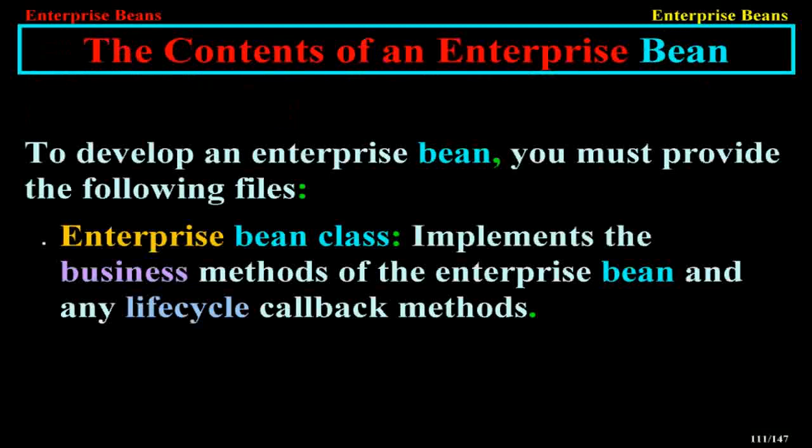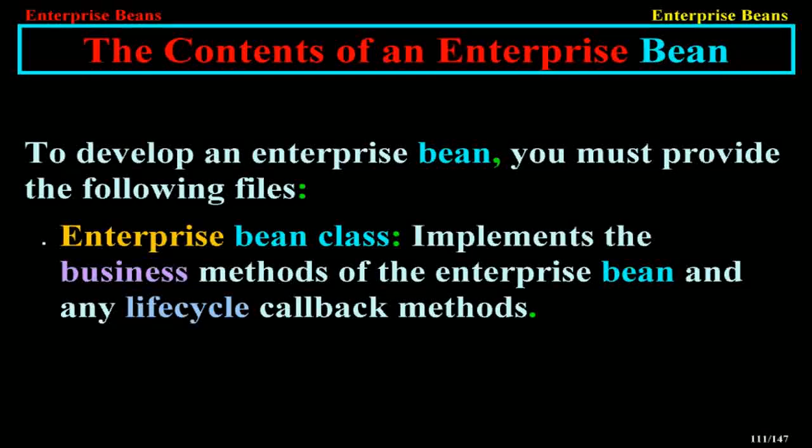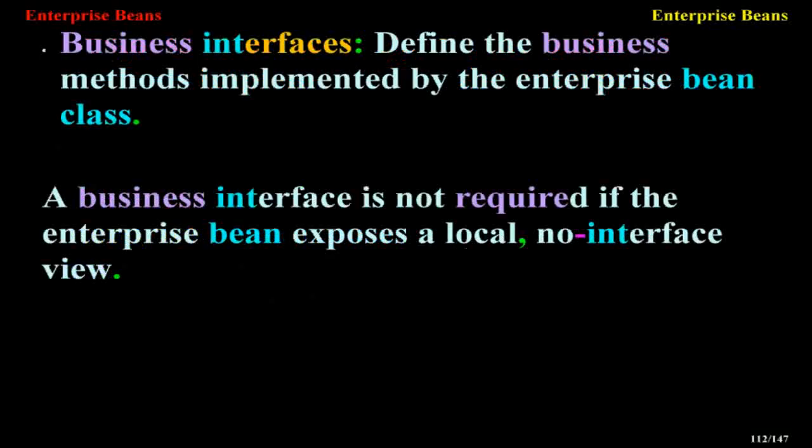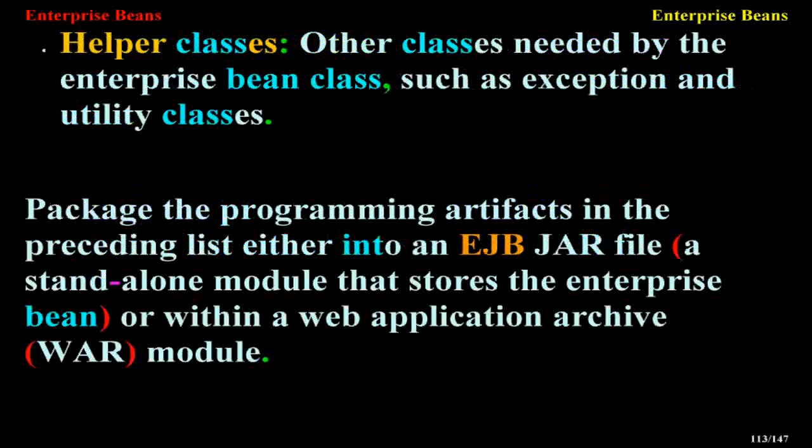The contents of an enterprise bean. To develop an enterprise bean, you must provide the following files. Enterprise bean class implements the business methods of the enterprise bean and any lifecycle callback methods. Business interfaces define the business methods implemented by the enterprise bean class. A business interface is not required if the enterprise bean exposes a local, no-interface view. Helper classes: other classes needed by the enterprise bean class, such as exception and utility classes.